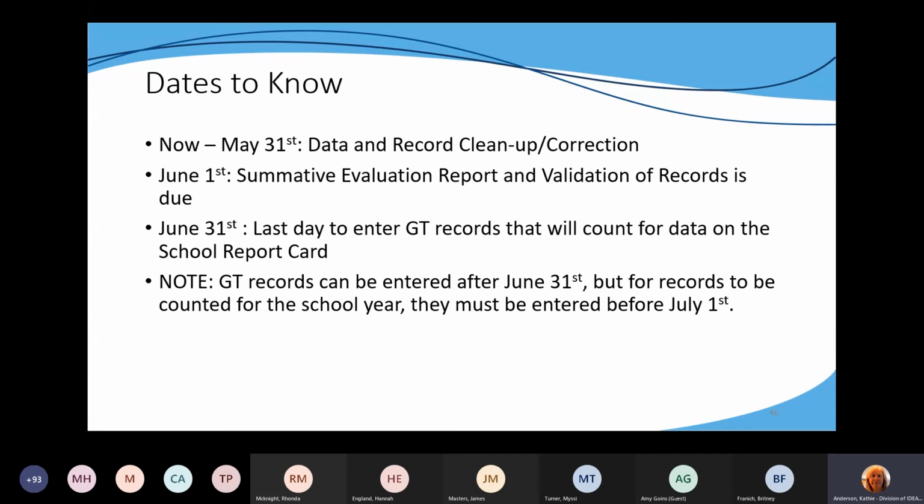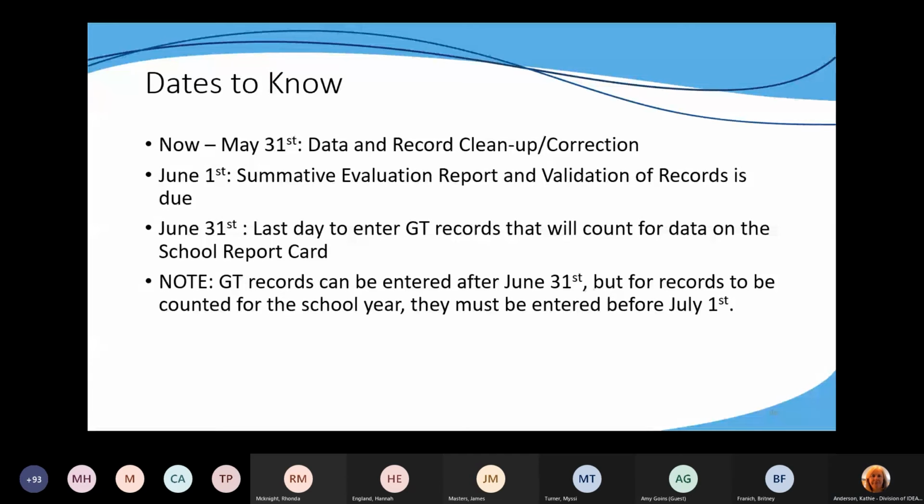June 31st will be the last day to enter GT records that will count for data on the school report card. So just a note, you can enter records after June the 31st, but if you want any of those records where you've identified kids this year and for our data to be correct, then they need to be entered before July 1st, because that's when Data Enterprise pulls that information for the report card. But you can enter records after that.